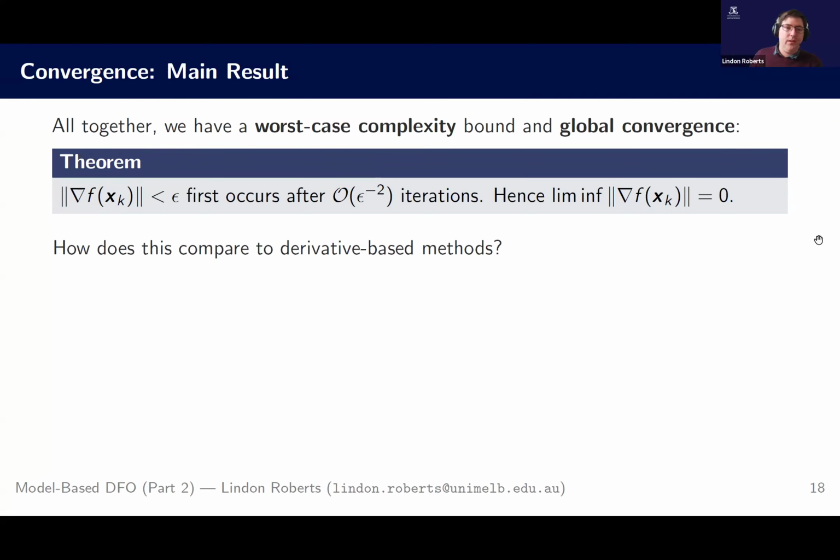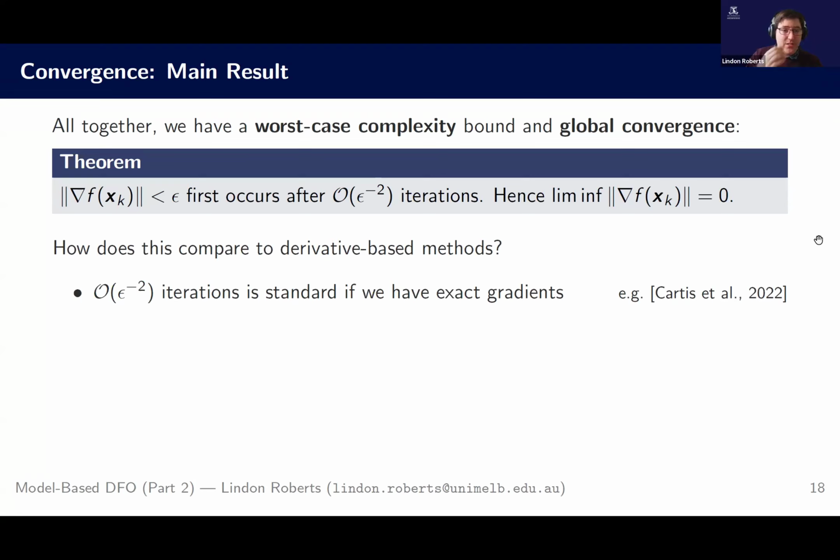What happens here? So I should say the dependence on epsilon to the -2 iterations for a non-convex problem, some of you may know this, is completely standard when you have exact gradients. There's this nice book from 2022 that has this epsilon to the -2 bound for line search methods, for derivative-based trust region, for various forms of regularization. Unless you assume more about your problem, epsilon to the -2 is pretty much all you can get. So this is totally standard.